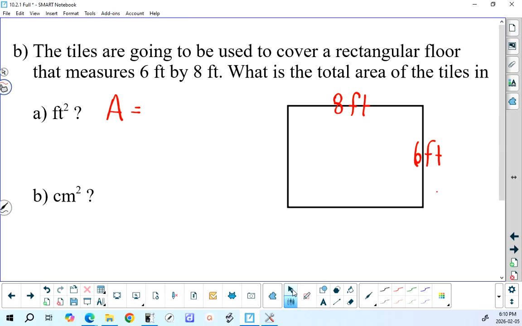To find the area in square feet, oh, that's child's play. You're just going to take the number of feet across and multiply by the number of feet tall and get 48 square feet.